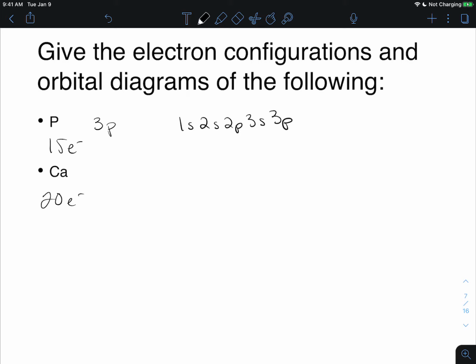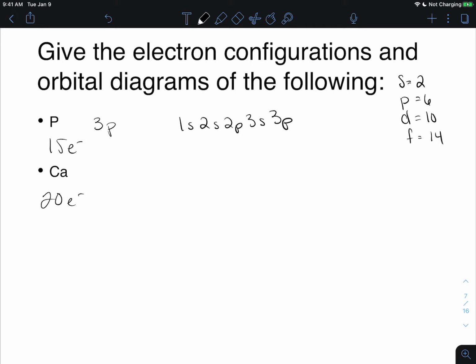Like so, according to the Aufbau principle. And then we're going to add electrons in according to how many electrons can fill our subshells. In an s subshell, we only have one orbital, so a maximum of 2 electrons. In a p subshell, we have 3 orbitals, so a maximum of 6 electrons. In a d subshell, we have 5 orbitals, so a maximum of 10 electrons. And in an f subshell, we have 7 orbitals, so a maximum of 14 electrons.